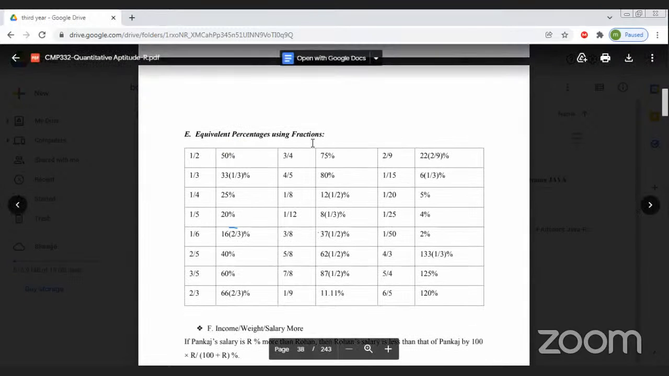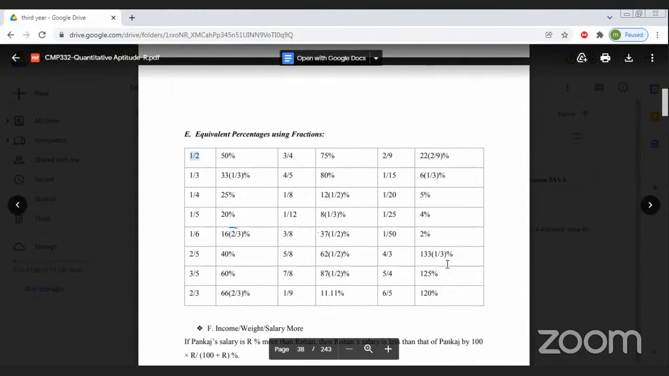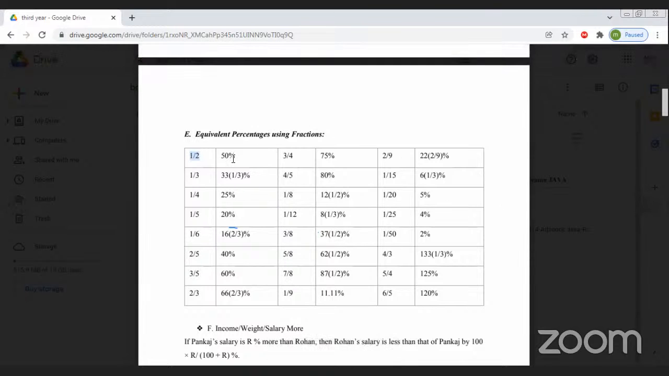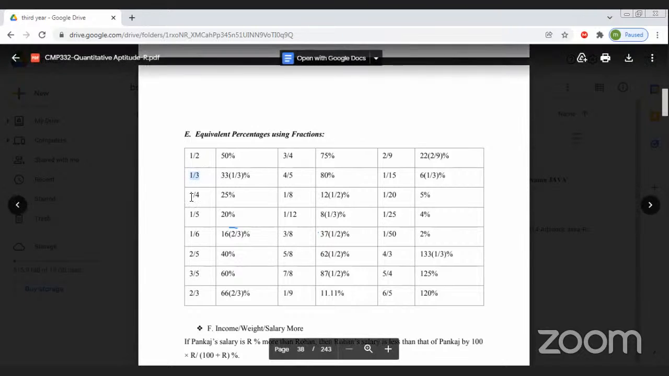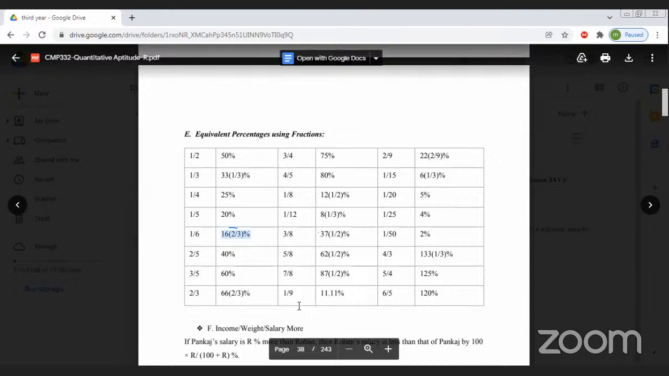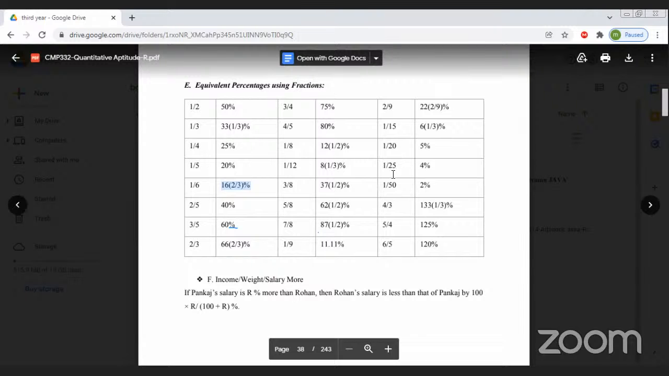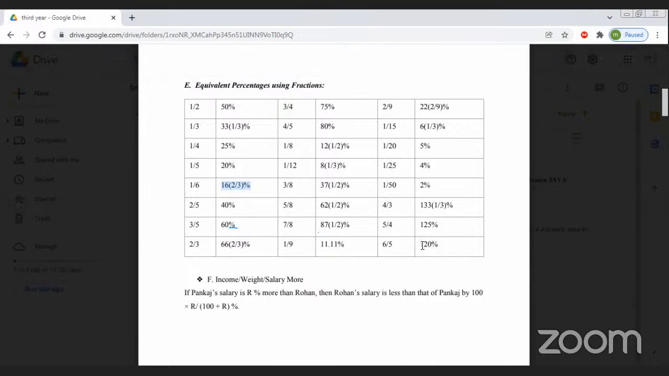Now here are some equivalent values for it. Here, what you can do is try to memorize this table. Like half gives me 50%. One third means 33 and one third percent. One fourth is 25%. One fifth means 20%. One sixth means 16 and 2 by 3 percent. Then so on, up to 6 fifth, that is 120%.